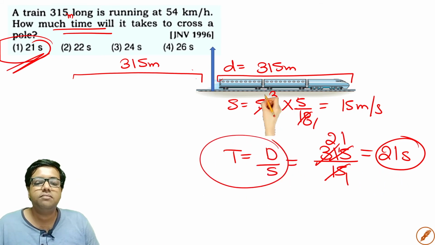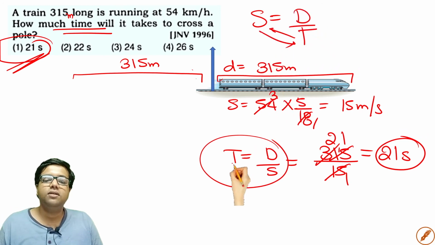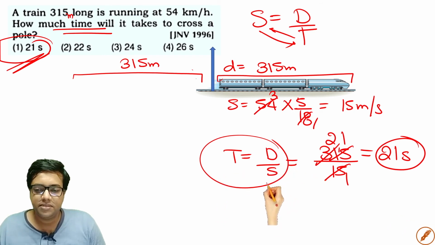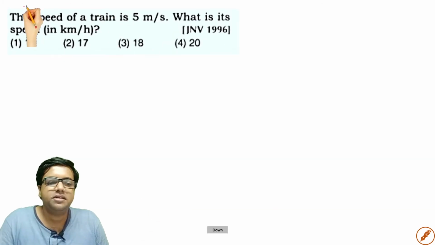You know how this came? You know the formula for speed. Speed is equal to distance by time taken. Cross multiply, you will get time here. So time will be equal to distance by speed. 21 seconds is the right answer for this question.